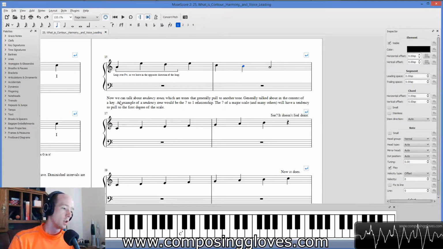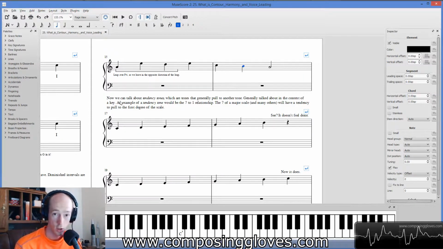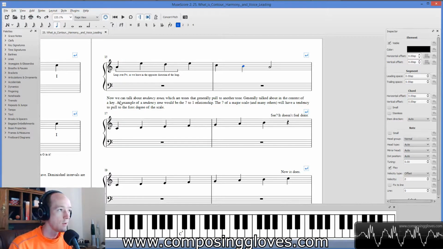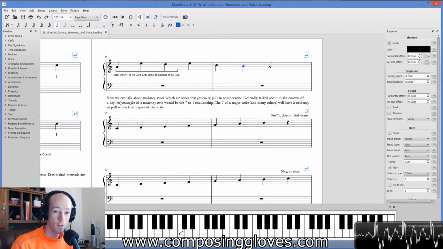Okay. So now we can talk about tendency tones. We've actually already talked about these a bit, but these are tones that generally pull to another tone. So there are tones that have some sort of relationship where they pull to another tone. It's like if you were to stick a group of family members in a room, the sons and daughters are more likely to hug the grandparents first before they hug the parents. And they're not as likely to hug cousins right away. So there are these tendencies and relationships that go on.